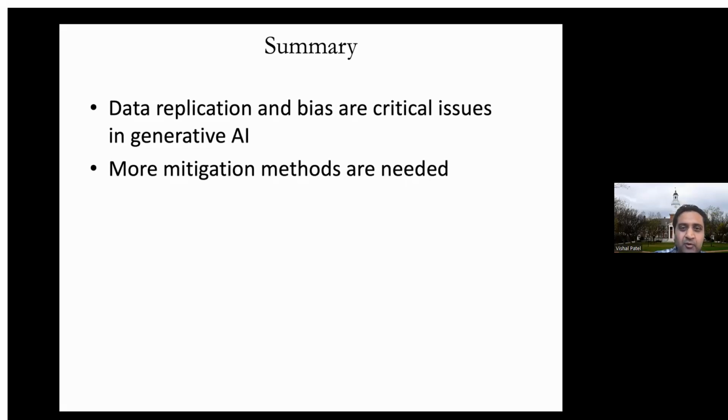And for those of you who are interested in this problem, I think that's something that you can certainly work on. And it can have a lot of implications beyond just medical imaging, okay?